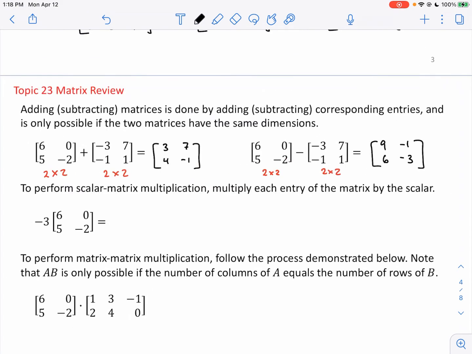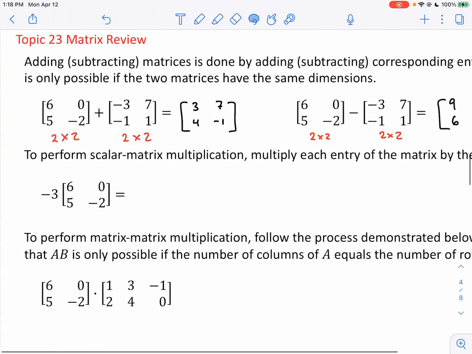Okay. Now to perform scalar matrix multiplication, multiply each entry of the matrix by the scalar. So when you put a scalar, which is, remember, a 1 by 1 matrix or just a number, times any matrix, you just distribute that scalar to every entry. And so this is as simple as getting -18, which is 6 times -3, -3 times 0 is 0, -3 times 5 is -15, and -3 times -2 is 6.